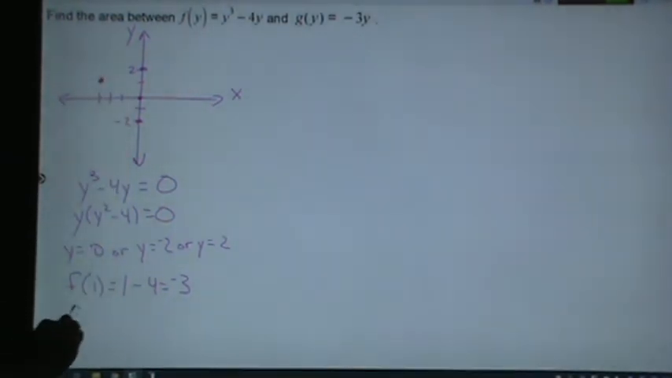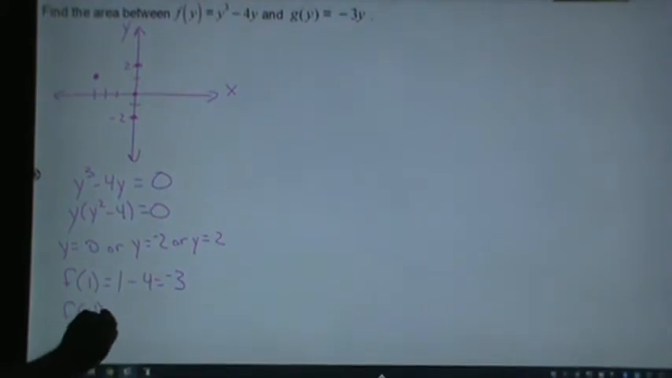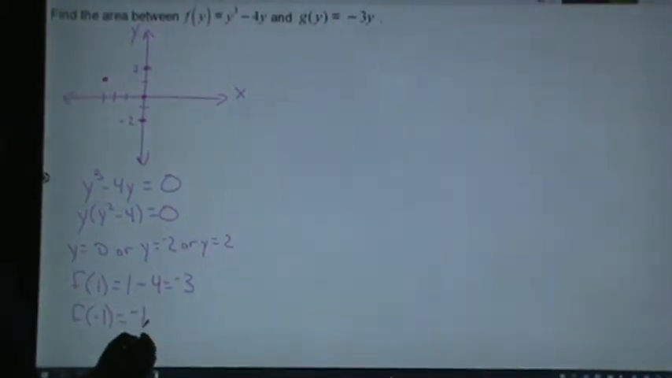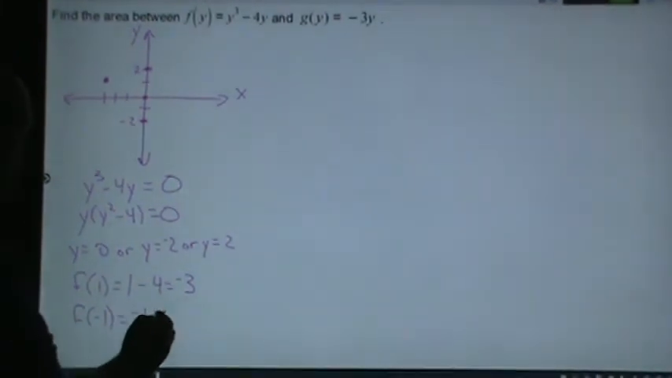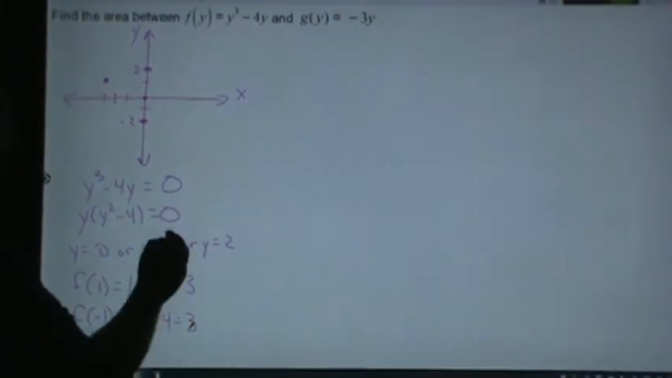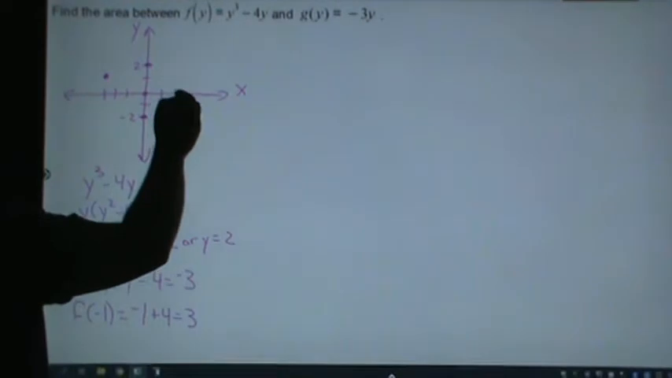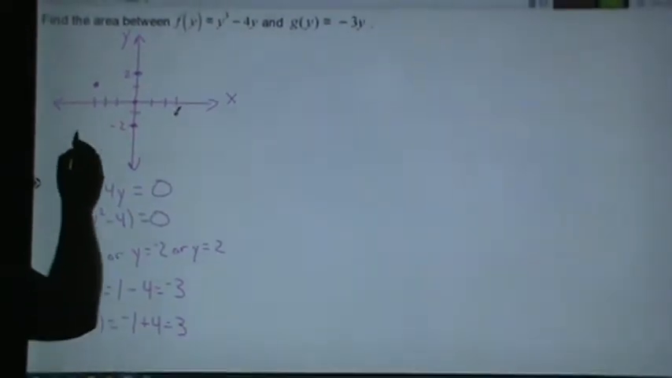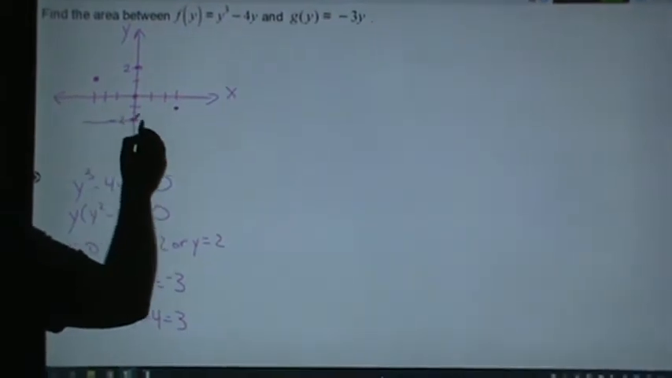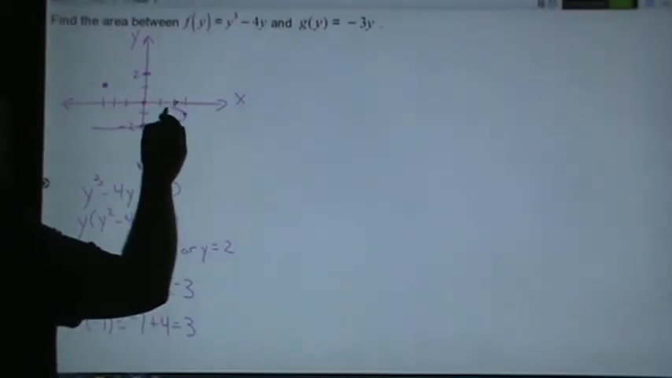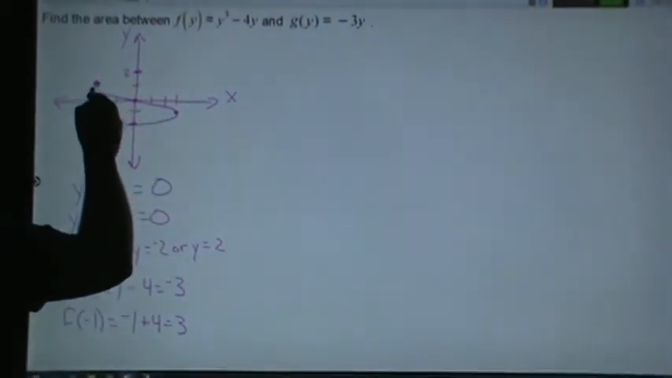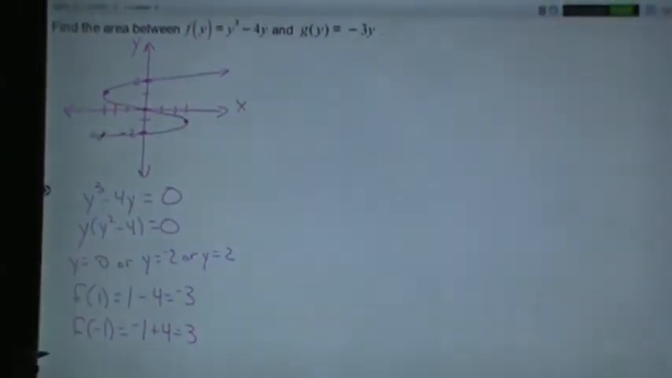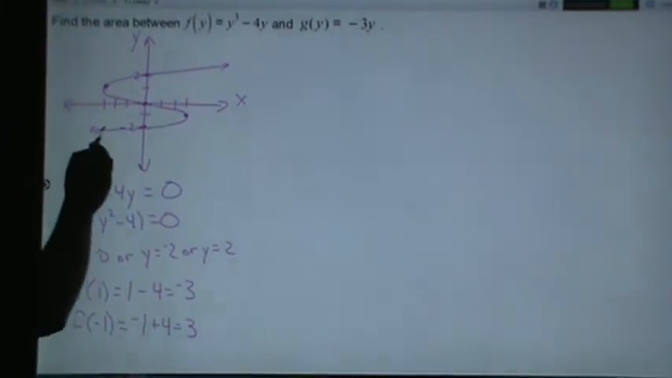If I evaluate f at negative 1, I'm going to have negative 1 cubed, which is negative 1, and negative 4 times negative 1 is positive 4, so that's 3. 1, 2, 3. And we're going to have a cubic function with respect to y, not with respect to x. This will pass a horizontal line test, not a vertical line test, that represents f of y.